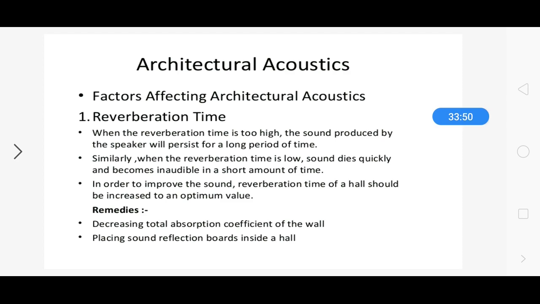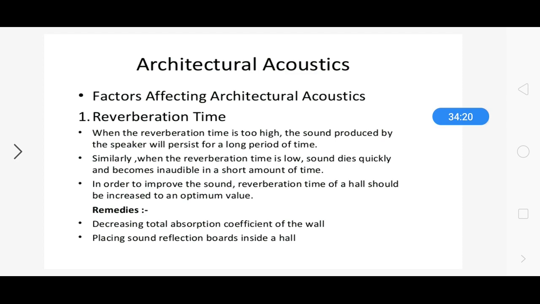And similarly, if the reverberation time is very low, then the sound dies quickly and becomes inaudible in a very short amount of time. Before reaching the observer, it dies. The total sound energy vanishes. So if it is too small, then it is inaudible for the person.